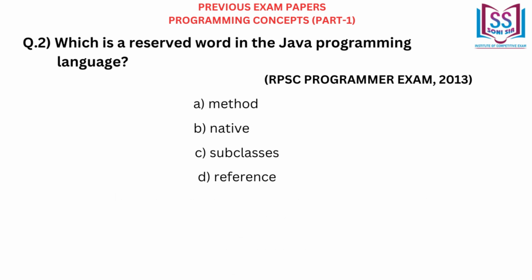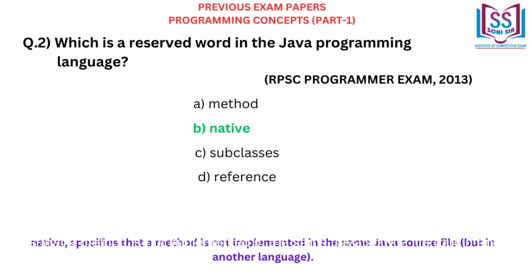Which is a reserved word in the Java programming language? A. Method. B. Native. C. Subclass. D. Reference. Correct answer: B. Native. Native specifies that a method is not implemented in the same Java source file but in another language.